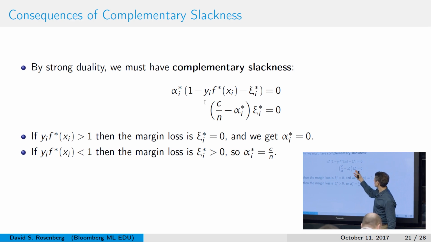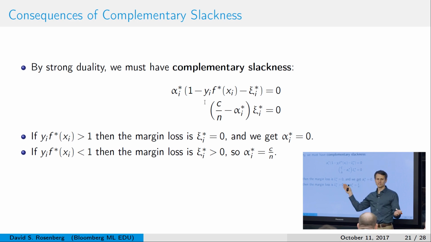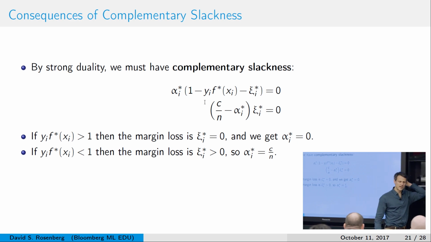That's simple. So psi i star is greater than 0. The whole thing has to be equal to 0. So this must be equal to 0. So alpha i is C over n. Interesting. So far we found if we're on the good side of the margin, the coefficient is 0. We don't even need to look at the input data point at the solution. If we're on the bad side of the margin, we're getting any kind of margin loss, then we're maxing out the coefficient on that input vector.